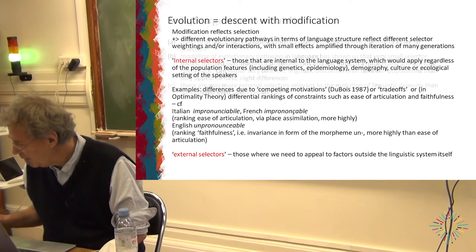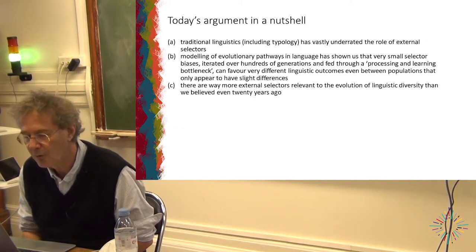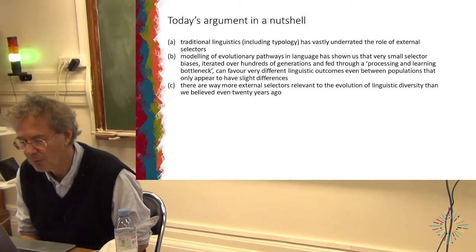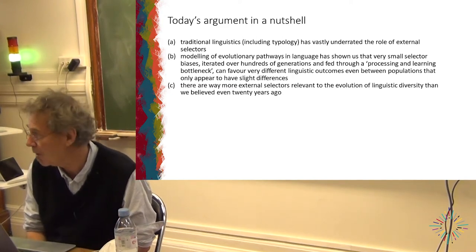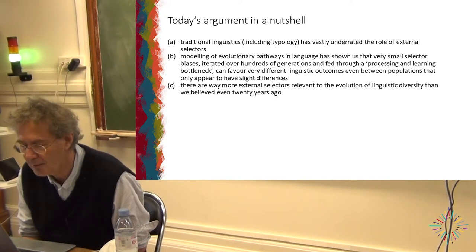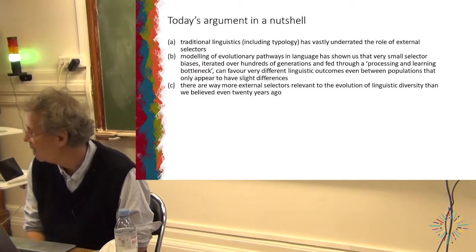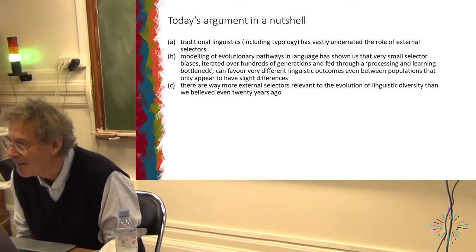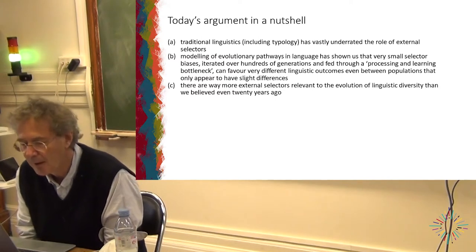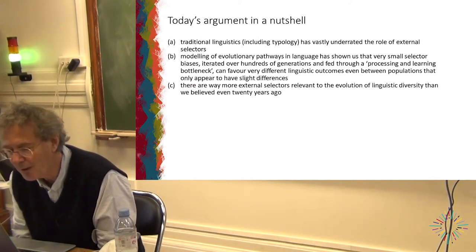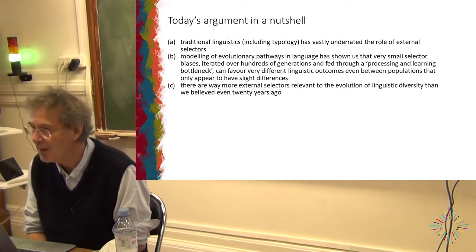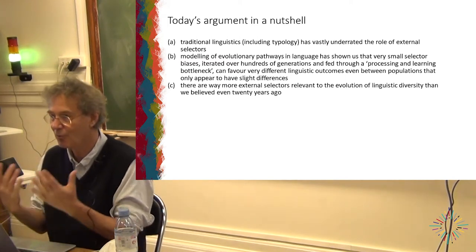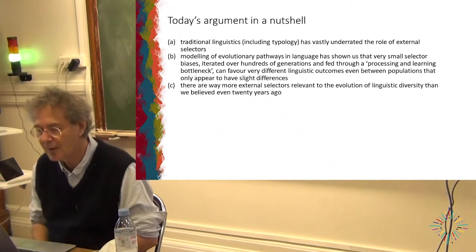So my trajectory today will be, first of all, to say, as we've already said, that traditional linguistics, and I think both generative approaches and linguistic typology have been equally guilty here, in a sort of improbable alliance, if you like, has vastly underrated the role of external selectors. There's been a tendency among linguists to do everything you want with respect to linguistic factors.